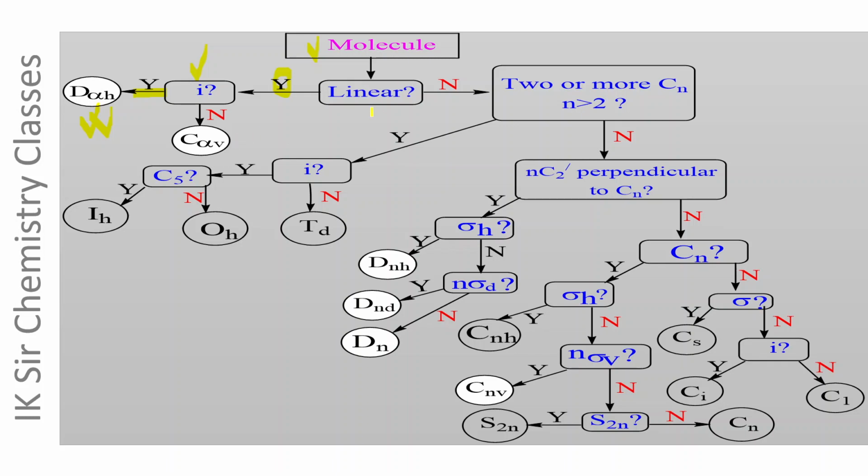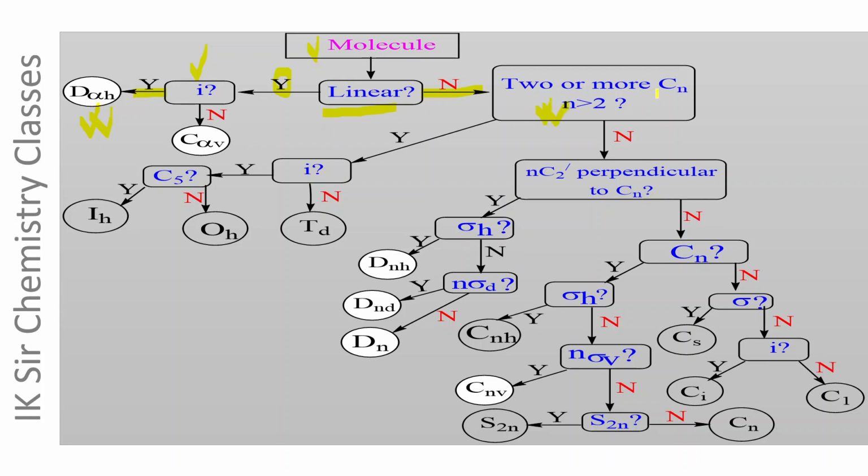It means linear molecules can have only two types of point group: D∞h if it contains a center of symmetry, and C∞v if it does not contain a center of symmetry. If the molecule is not linear, then we will see if two or more Cn are present in the molecule, where n is greater than 2.